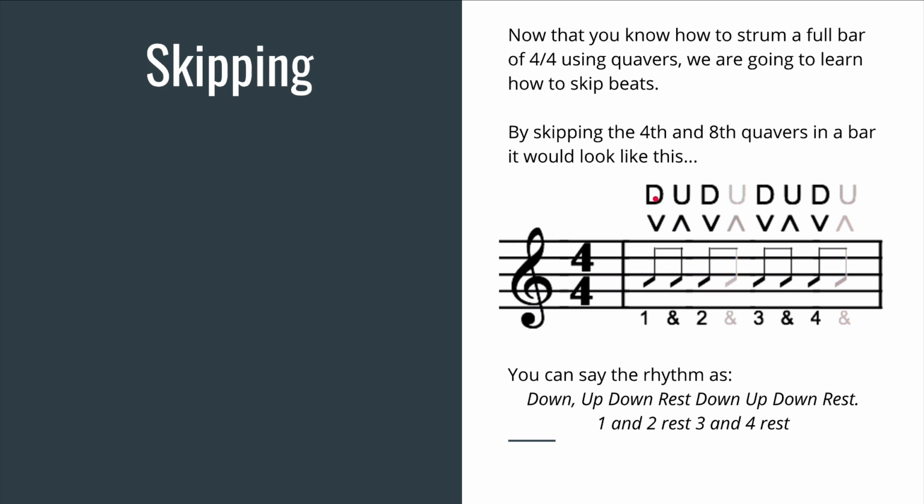To say this, we can say down, up, down, up, down, up, down, up. Instead of saying the word up, we can say rest, because that's where we don't touch the strings while we're strumming. So we can say down, up, down, rest, down, up, down, rest.